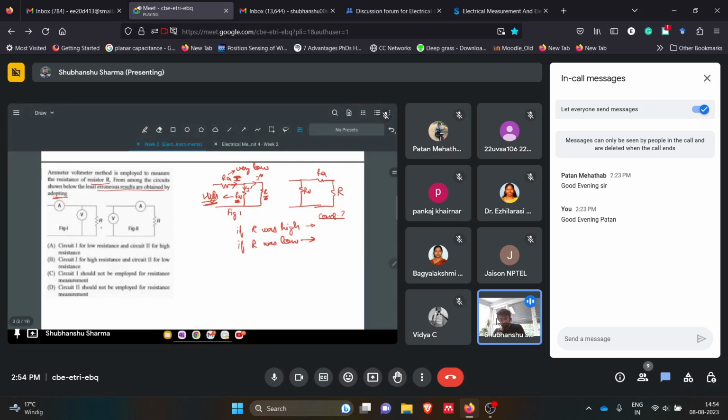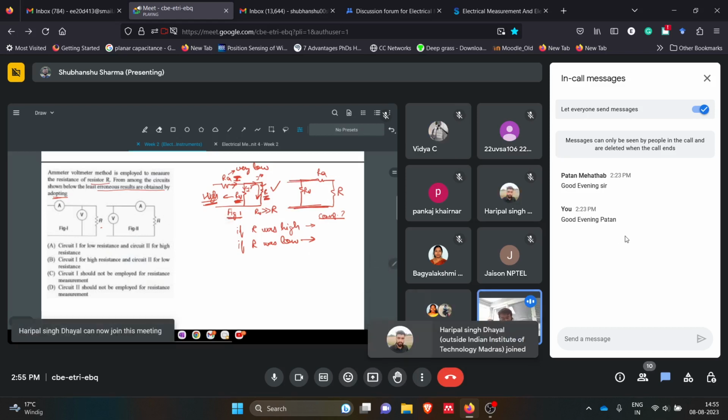But if this R was low, most of the current will flow through this branch, because RV is very high in comparison to R. So in this figure 1, if RV was very high in comparison to R, most of the current will flow through R, and we needed that only: most of the current should flow through the resistance which we have to measure. So if R is very low in comparison to RV, then this is a good configuration to solve for low values of resistances.